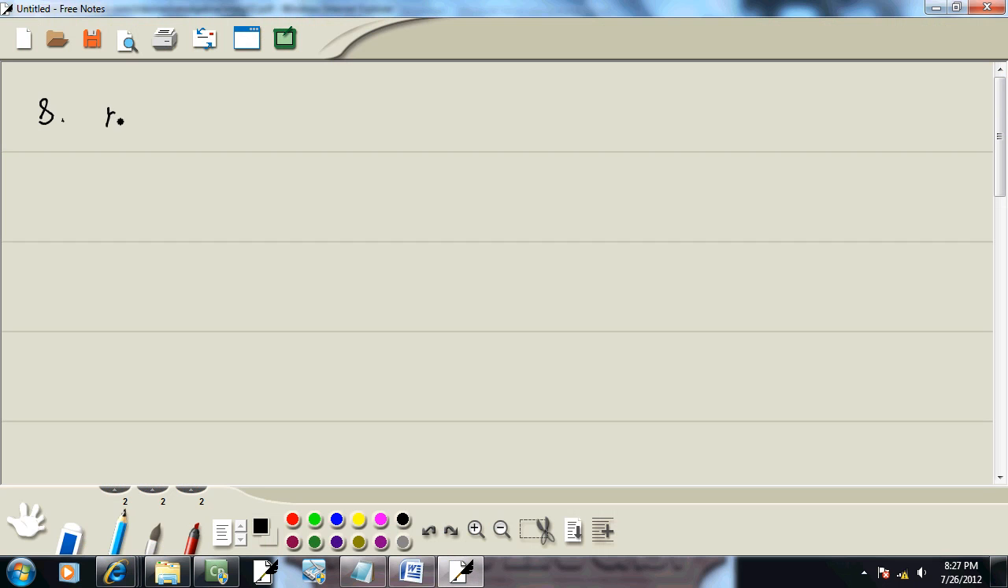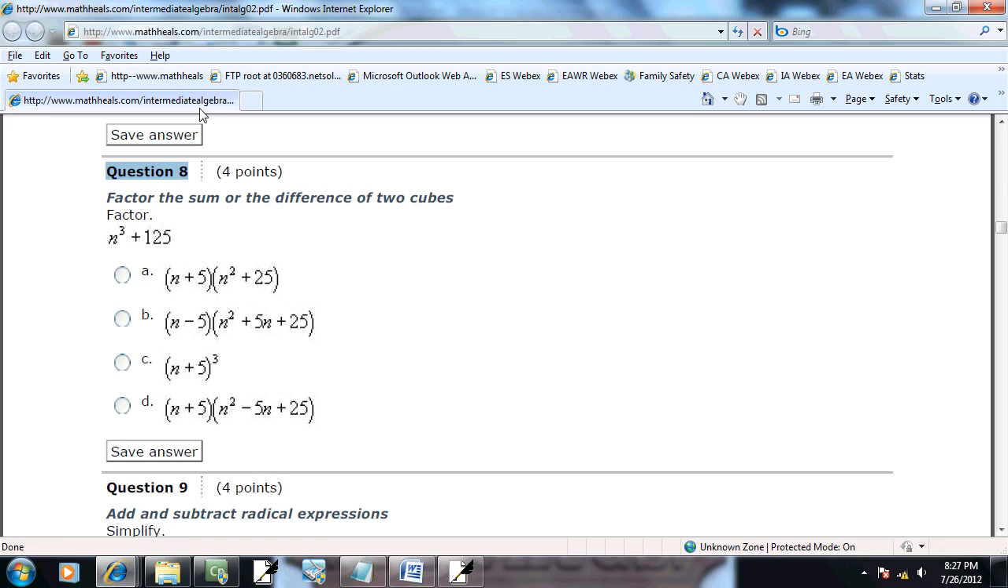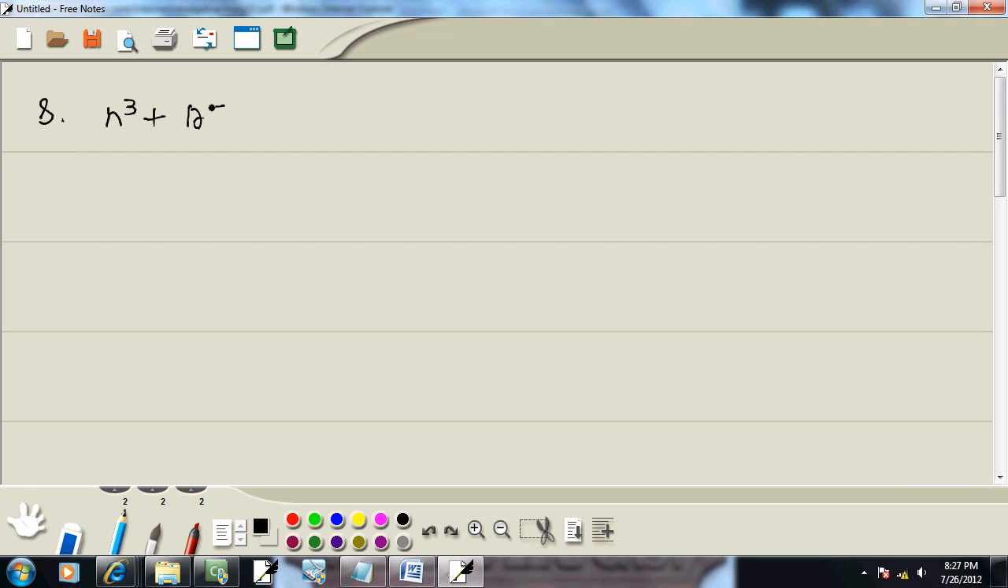Okay, so we got n to the third plus 125. Now this is the sum of 2 cubes. With the sum of 2 cubes, we try to rewrite this as something to the third power plus something else to the third power. And you ask yourself, what times itself 3 times gives you this particular item? Like the n to the third. N times n times n gives us n to the third. And 125, 5 times 5 is 25, times another 5 is 125.